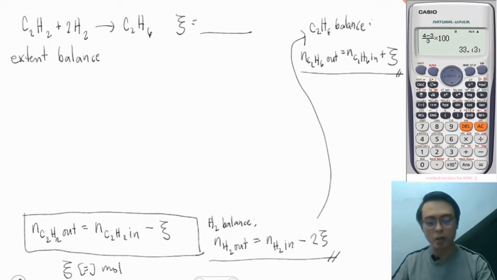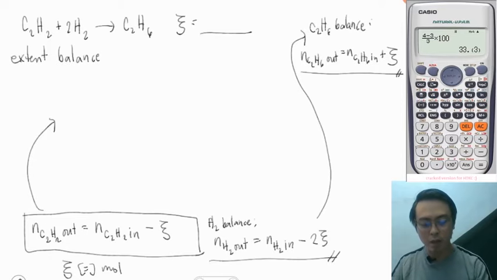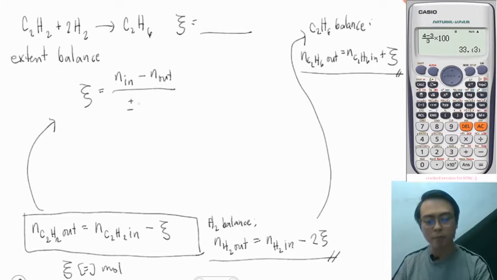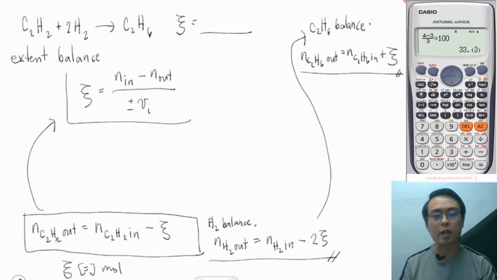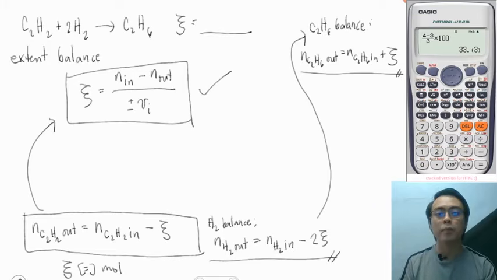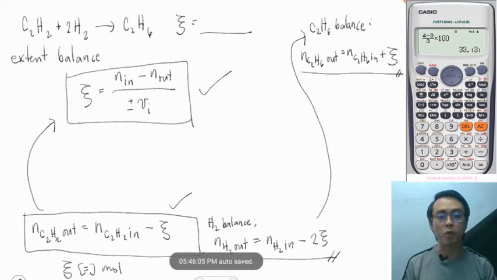So in this case, let's try to solve for the value of extent. So let's transpose the extent to this side. So we can solve for the extent as the number of moles going in minus the number of moles going out divided by plus minus the coefficient in the balanced equation. This is our formula for extent of reaction. So you can elect to use this. You can also elect to use this. So they are just the same approach.